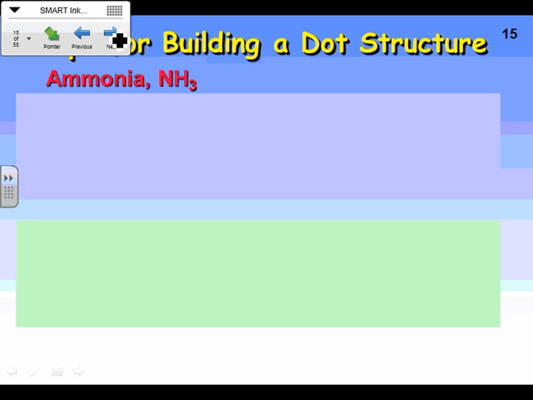Step number 1 here underneath G says decide on the central atom. The rule is it's never hydrogen. Hydrogen never goes in the middle. Any ideas why hydrogen might never, ever, ever go in the middle? Well, it only has 1 valence electron. How many does it want?